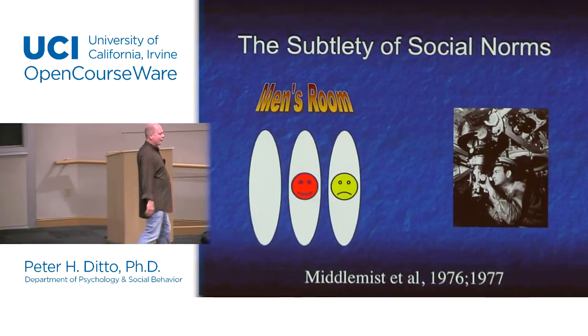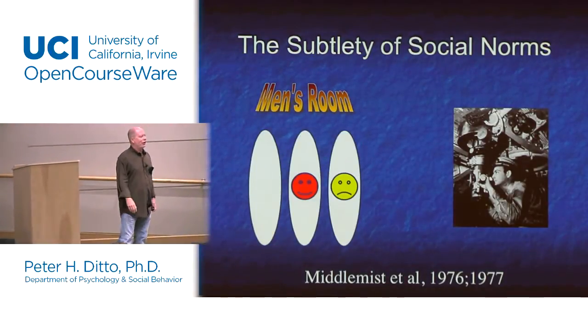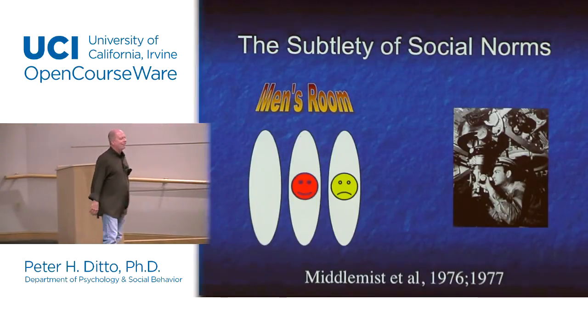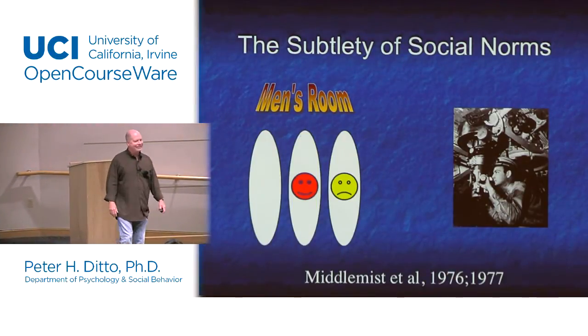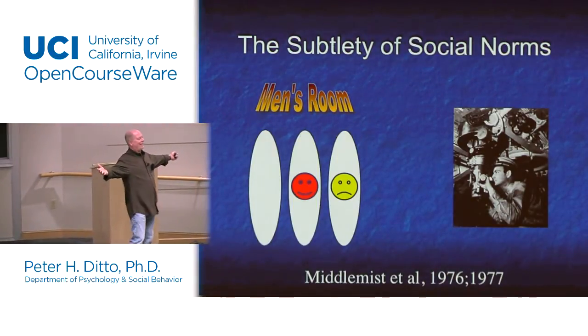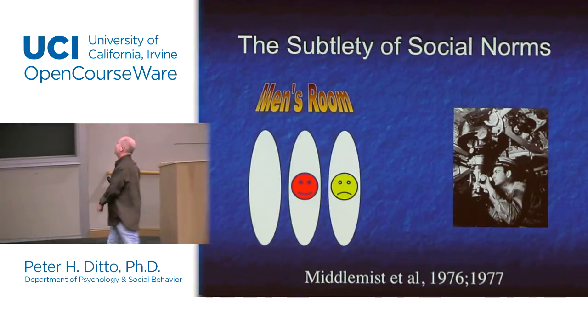Go ahead, question. Speak up real loud. The researcher's name is not really Middlemist? Sure it is. It's his name. Seriously. Isn't it great? The world just works out like that sometimes, right?